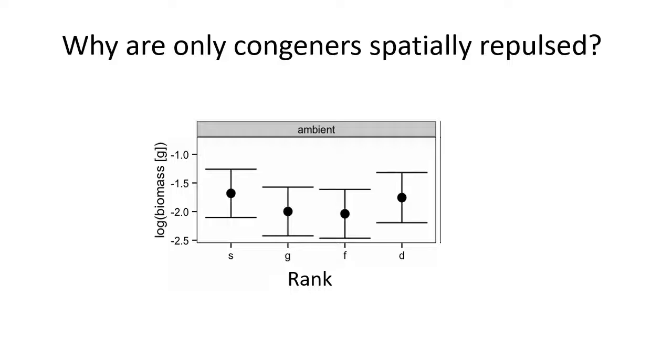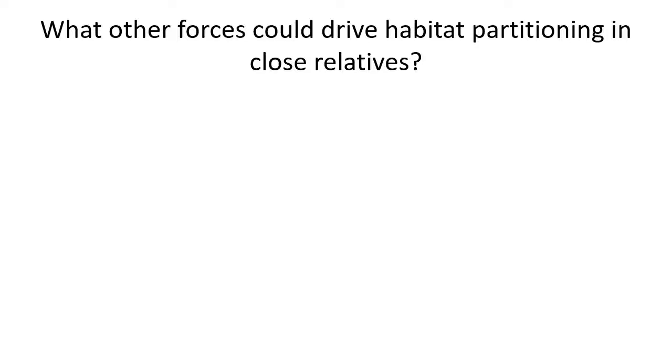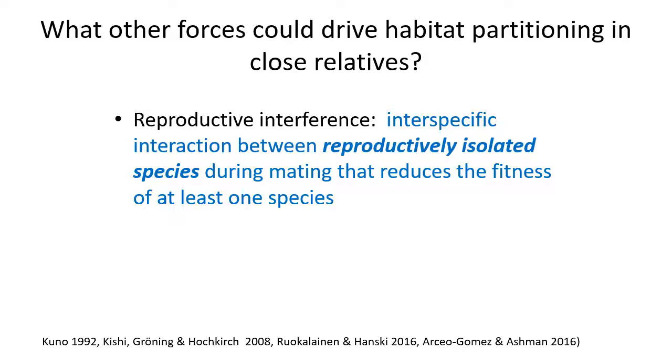But why are only congeners spatially repulsed if we see the same magnitude of effects for confamilials? And so, what other forces might drive habitat partitioning in close relatives? I would argue, and a number of my colleagues have been arguing for a while, that reproductive interference may be a very important mechanism affecting local coexistence of congeners. So what is reproductive interference? It's an interspecific interaction between reproductively isolated species during mating processes that reduces the fitness of at least one species. That's a little bit hard to understand.